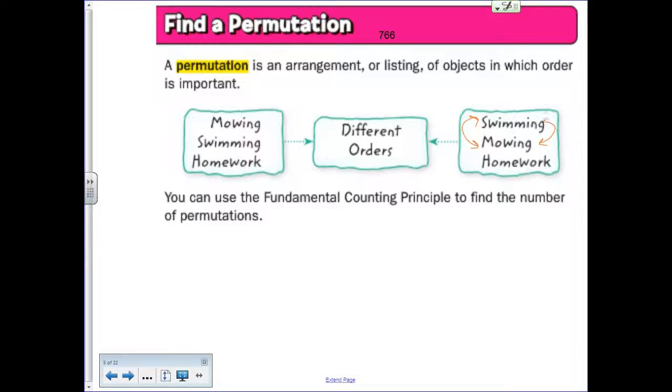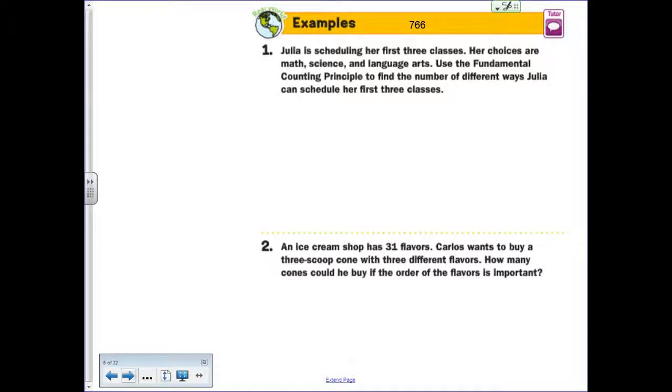This would be two different permutations of the same three events. So you can use the fundamental counting principle to find the number of permutations there would be. Take a look at example 1 on page 766.